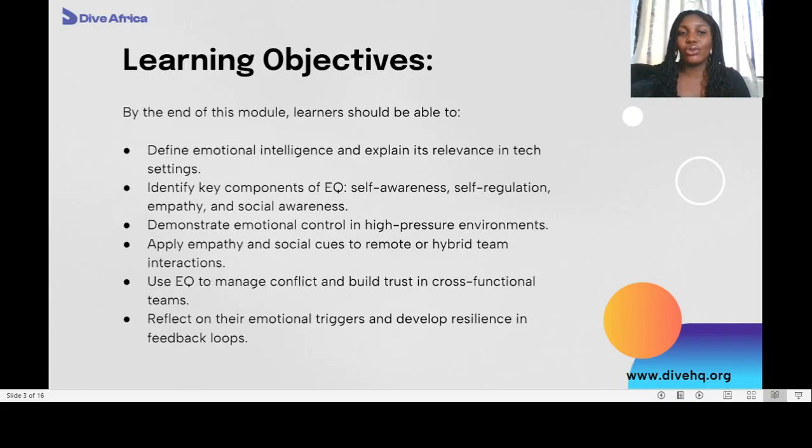Learning objectives. By the end of this module, learners should be able to define emotional intelligence and explain its relevance in tech settings. Identify key components of EQ, that's self-awareness, self-regulation, empathy, and social awareness. Demonstrate emotional control in high-pressure environments. Apply empathy and social cues to remote or hybrid team interactions. Use EQ to manage conflict and build trust in cross-functional teams. Reflect on their emotional triggers and develop resilience in feedback loops.